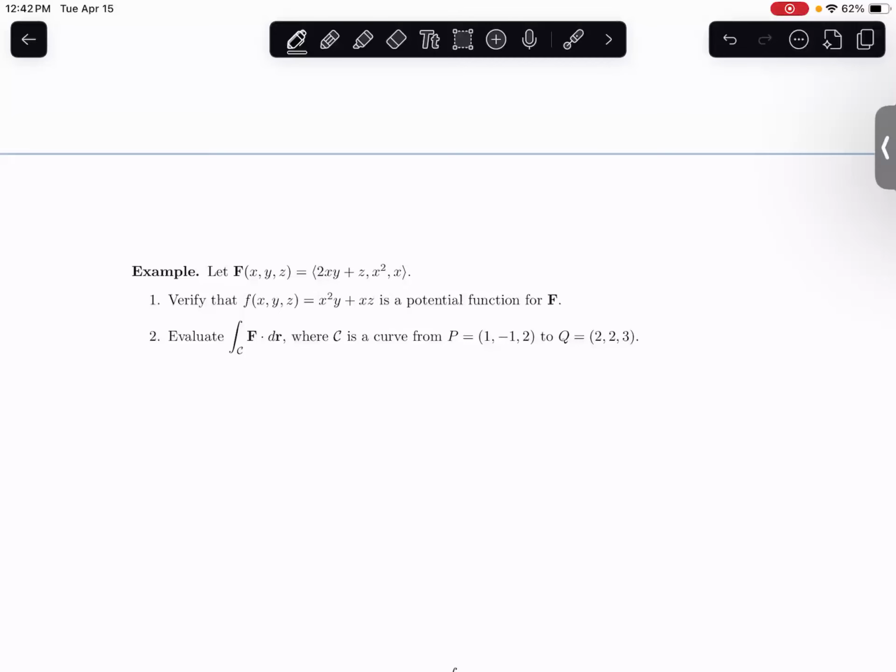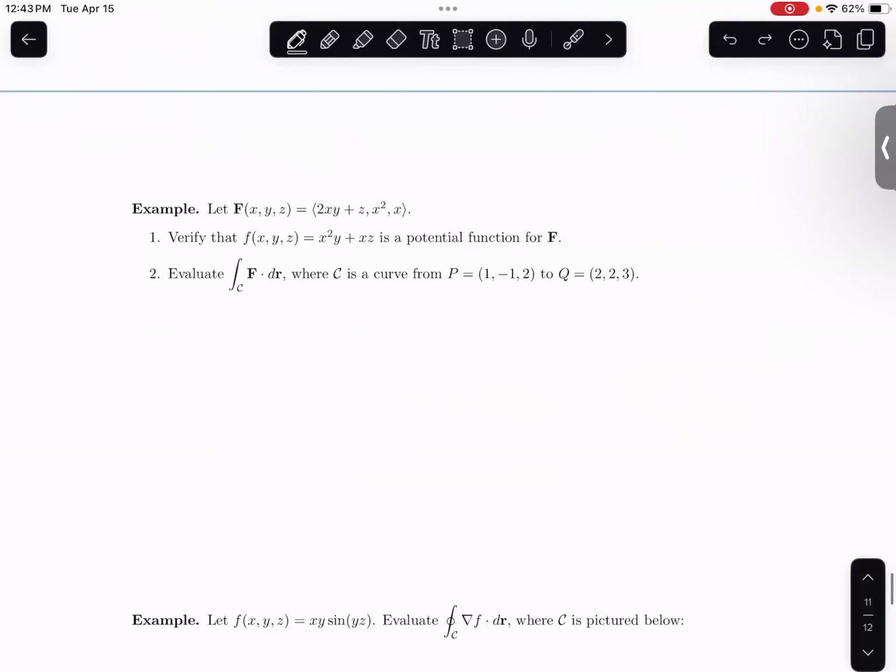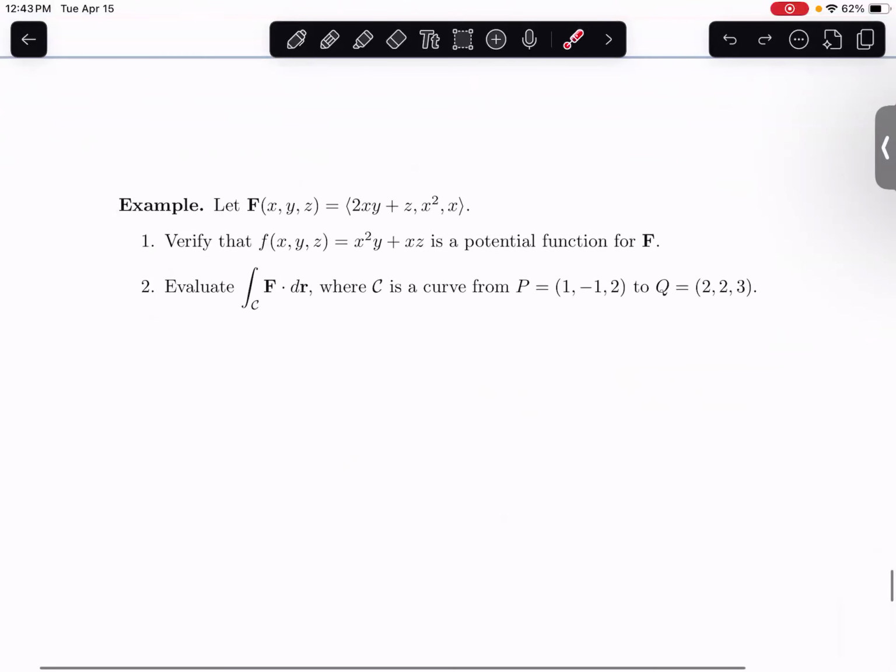So this next example is going to make use of the fundamental theorem of conservative vector fields. We're going to let big F of x, y, z be equal to the following vector field: 2x times y plus z in the first component, x squared in the second, and x in the third component. In order to make use of the fundamental theorem of conservative vector fields, we have to actually show that this is a conservative vector field in the first place.